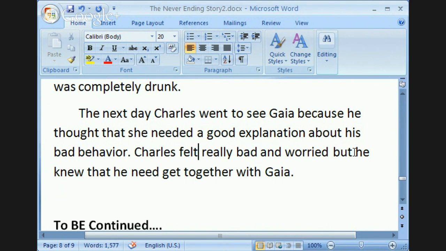Now, but here is being used as a coordinating conjunction between two simple sentences. You're putting two sentences together. So when we do this, we need to have a comma before the but. Here we go.